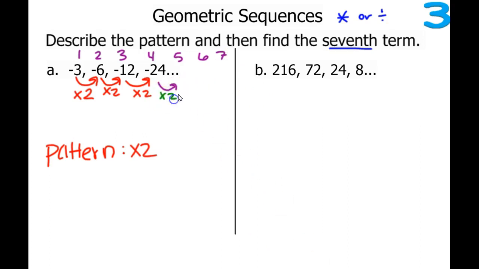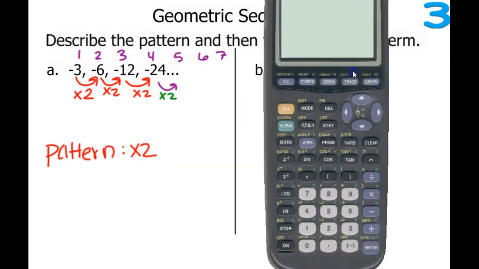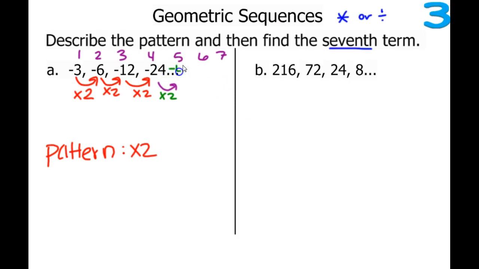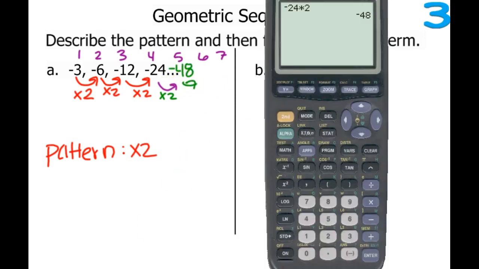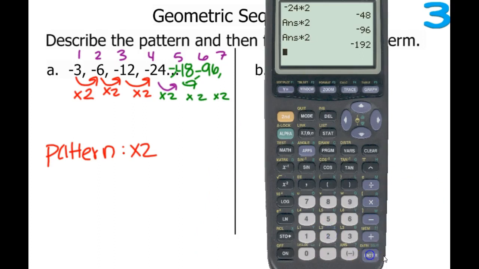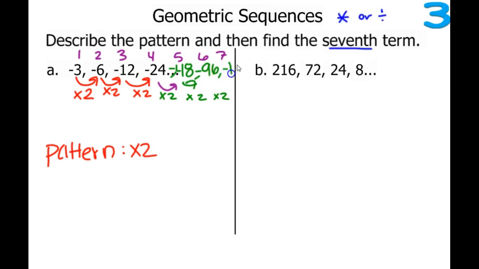So if I multiply by 2 again, negative 24 times 2, you can use your calculator if you need to. If you're not sure, you can plug in negative 24 times 2, and you get negative 48. Times 2 again. It's already in your calculator, so I'm just going to hit times 2 again. It's negative 96. And then our last one, multiplying by 2 again. One last time, times 2 gives us negative 192. Kind of ran out of room there, but that's our seventh term.